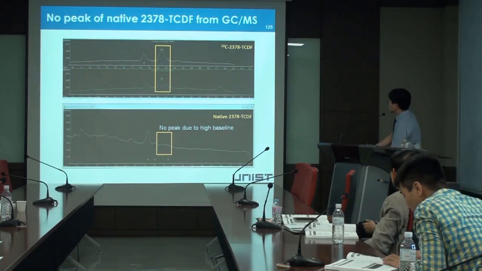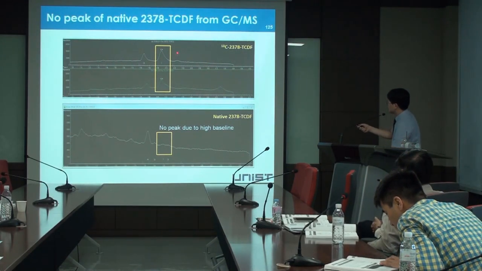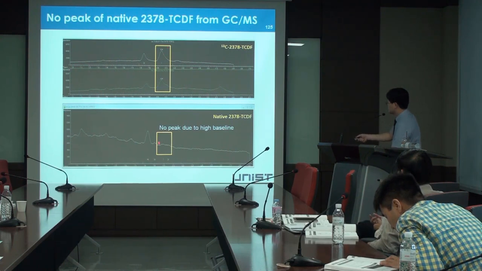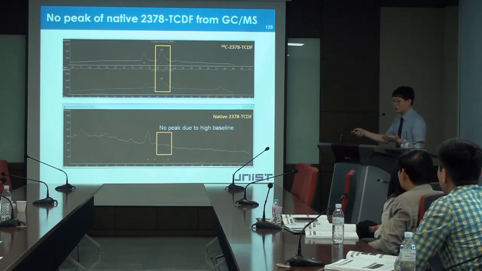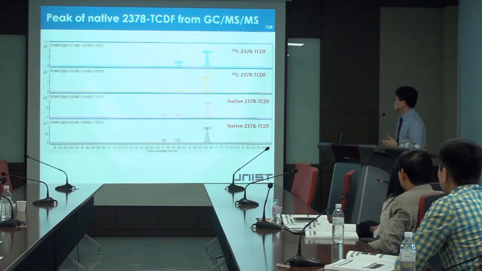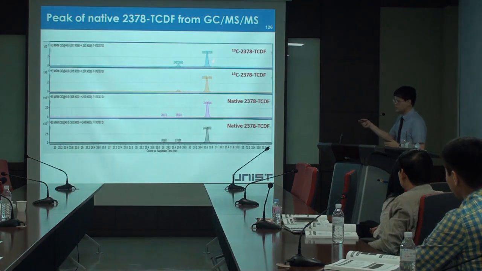And also, when you just use GC-MS, this is a standard, and this is a sample. There is no peak because of high baseline. High baseline, there is no peak, only for GC-MS. But for GC-MS/MS, this is a sample.